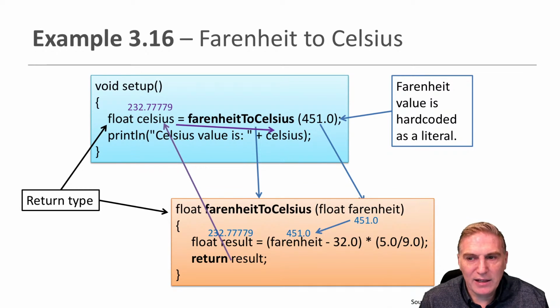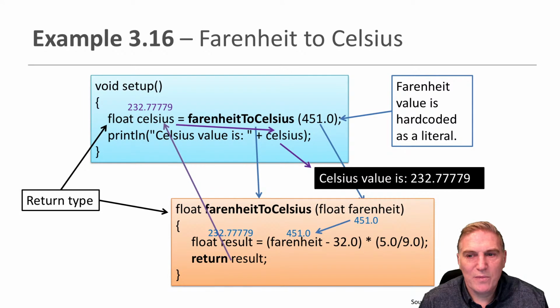Once that number goes back, we can then use that value. It's now stored in Celsius. So just as before, that number will be used in the print statement. We've seen how to print out the value of a variable, so we'll get the number printed out on the console.